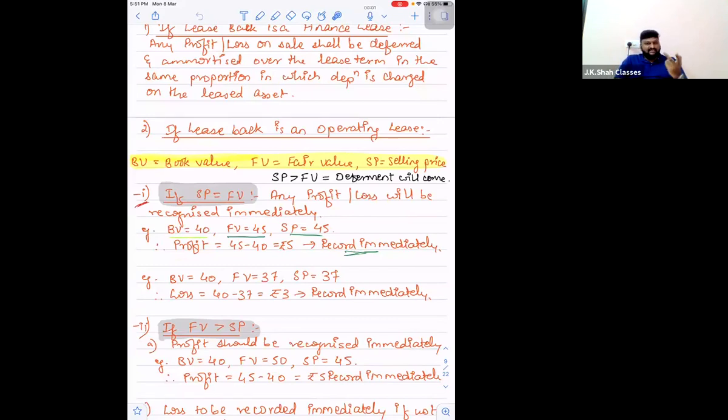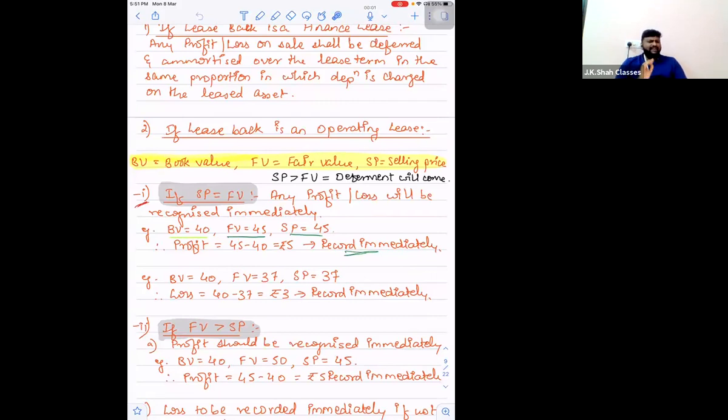If it is a finance lease, it means the asset will again come back in my balance sheet because I am the lessee. Substance over form logic, the asset will again come back in the balance sheet of the lessee. Since a finance lease will give you a long-term benefit, any profit or loss on the sale of the asset should be deferred in the same proportion of depreciation charged on the asset over the lease term.